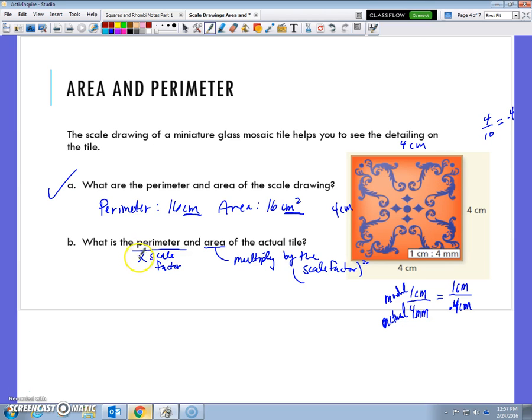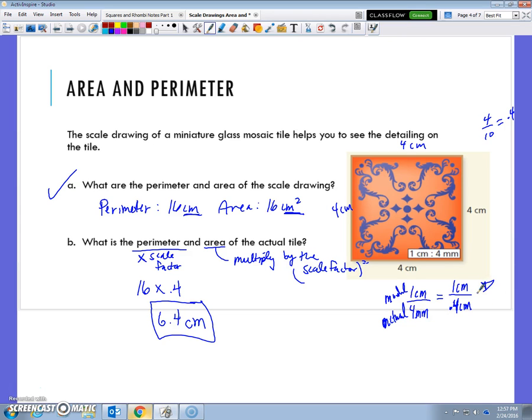So now I'm just going to multiply, since I know that the actual tile is 0.4 times as big as the drawing. I'm going to multiply the perimeter that I know, 16 times 0.4. So 16 times 0.4 in this case is going to be 6.4, and we're going to have centimeters. Okay, so easy enough. You just find the scale factor over here, and you multiply it by the perimeter.